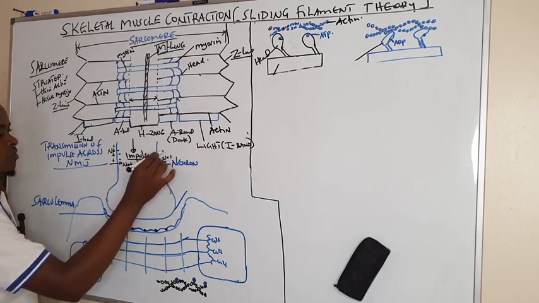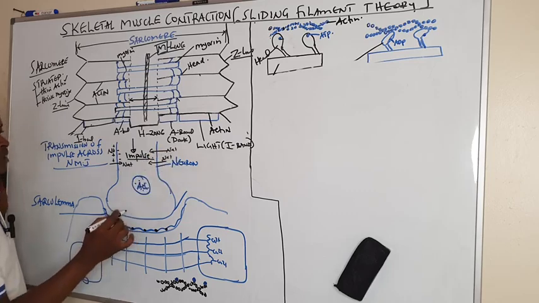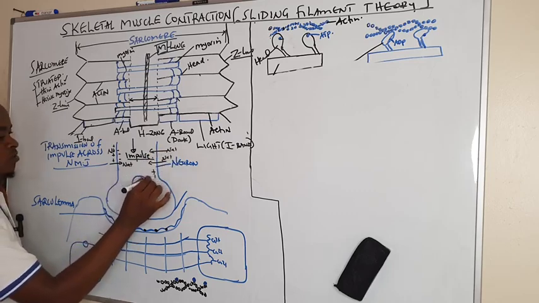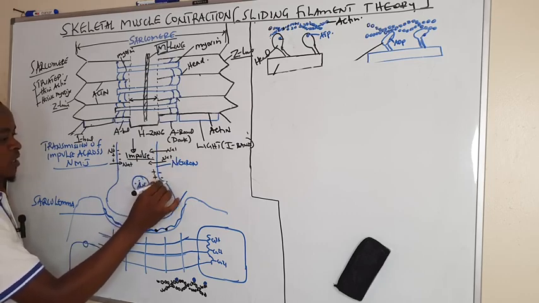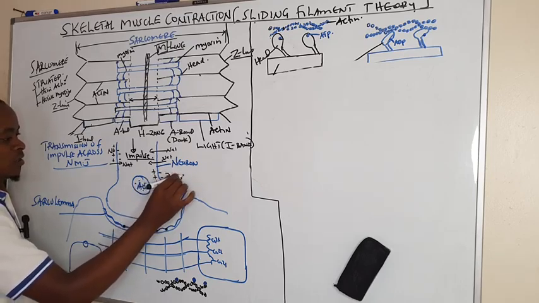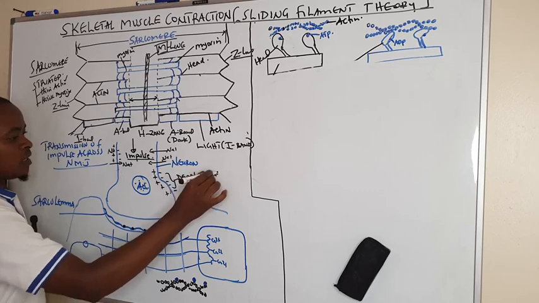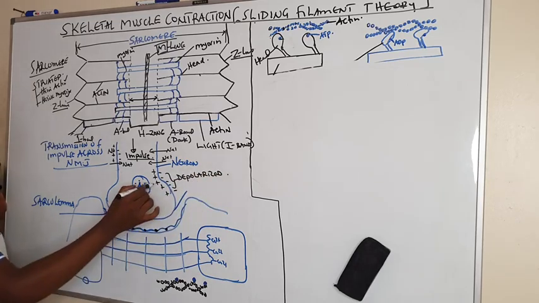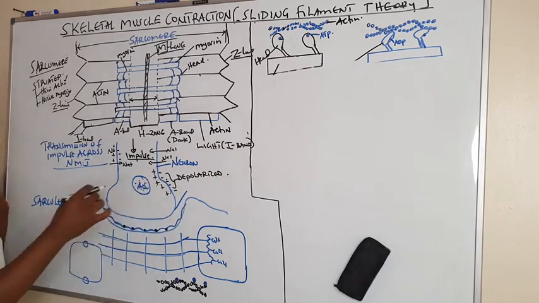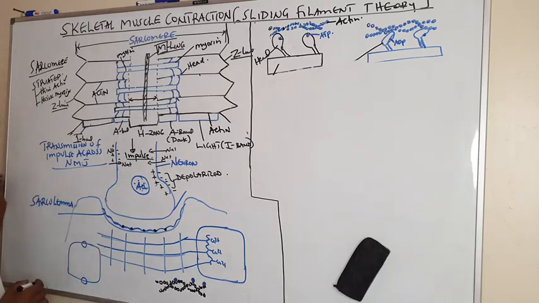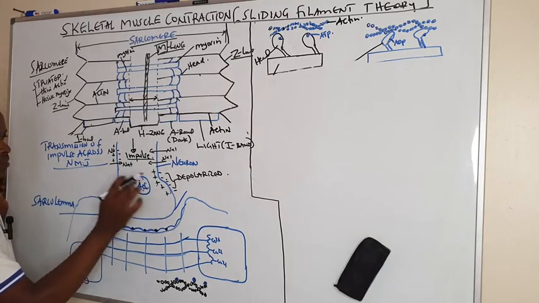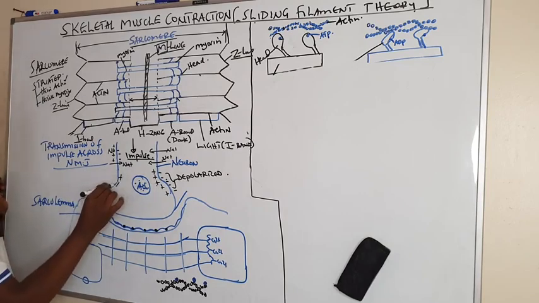It is causing entry of sodium ions inside the neuron, resulting in the inside of the neuron becoming positively charged and the outside negatively charged. And this is what we know as depolarization. So the neuron undergoes depolarization, whereby the inside becomes positive and outside becomes negative due to influx of sodium ions.